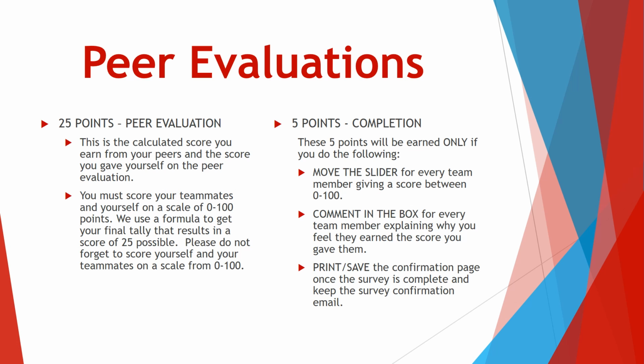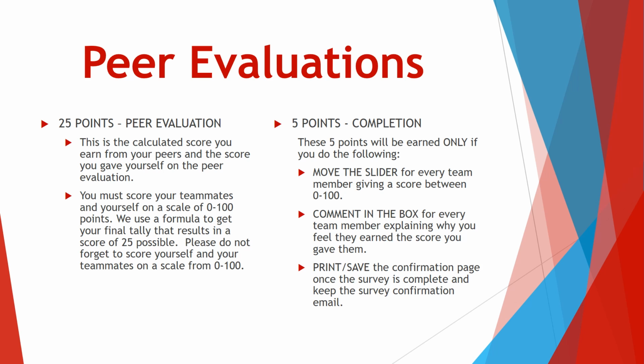Evaluations. There are two parts to the peer evaluation. The first part is worth 25 points. These points are earned once we tally up the scores that you have earned from your team members and the score you gave yourself. You must remember to score your teammates on a scale of 0 to 100 points. We then use a formula to get your final tally of scores to result in a score of 25 points possible. But it is up to you to score your teammates and yourself on a scale of 0 to 100.